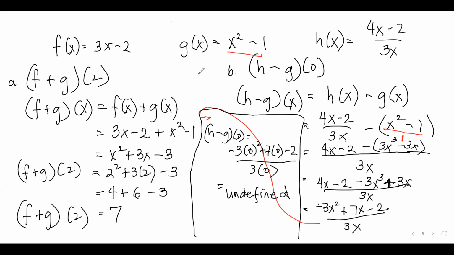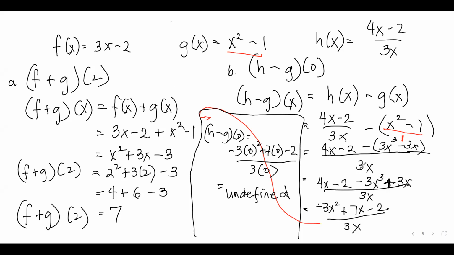Okay. Sige. Ayun. Tanong na class kasi kayo rin. Yes, Sophia. Sige. Sir, medyo naguluhan po kasi ako sa part na paano po naging negative 3x squared plus 7x minus 2 over 3x po. Okay. Ito. Sige.